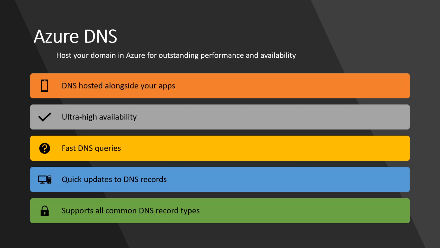Azure DNS. So you can use and leverage Azure DNS alongside your applications. It's ultra high availability, though recently there was an issue. DNS queries are super fast. You get your updates throughout the Azure network, normally faster than what your traditional DNS would do, and it supports all the standard DNS entry record types. So you're diminishing the need to have a box. You're putting it as a service.